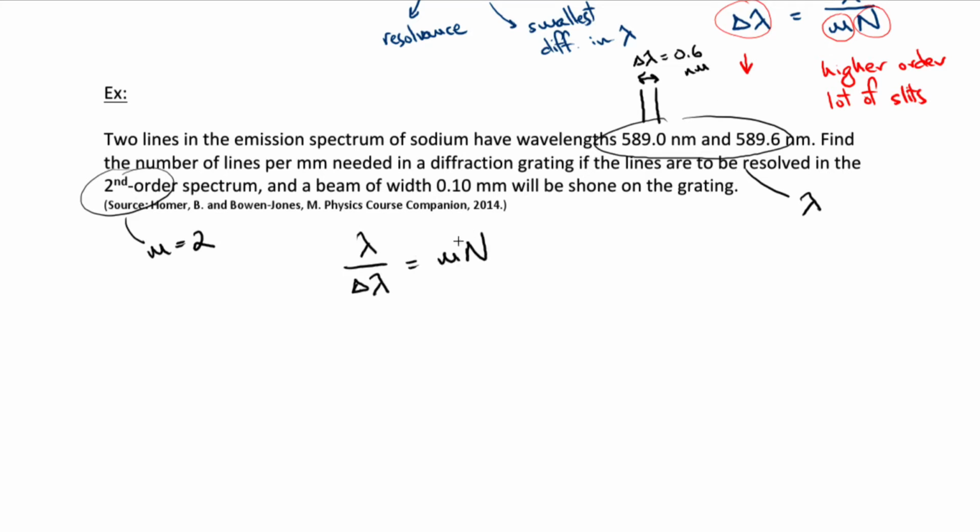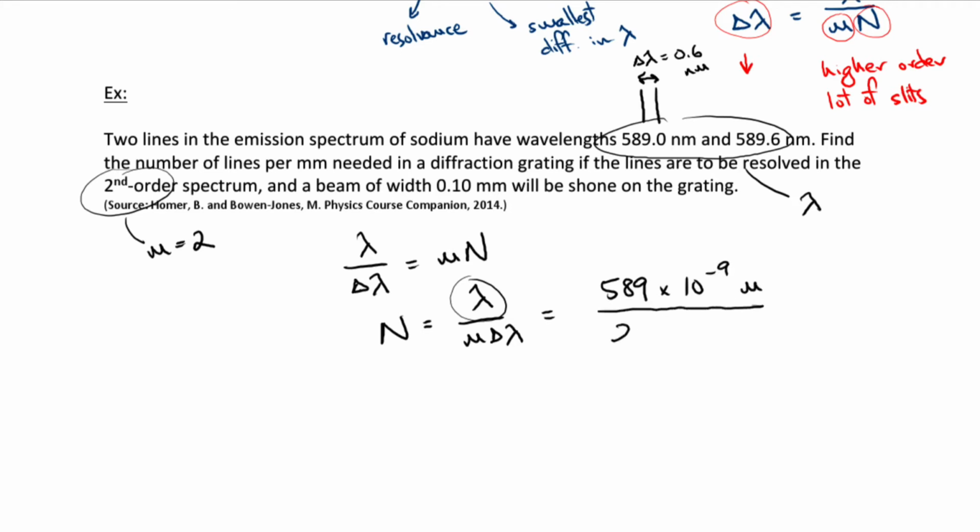then we can rearrange that to solve for N, the number of slits that we need to illuminate. And here we have a bit of a choice as to this value. We could use 589, 589.6, or the average between the two. It's actually not going to make a difference in our answer, so I'm going to use 589 times 10 to the negative 9 meters, and that's divided by, we said that we're looking at the second order spectrum, so m is equal to 2, and the difference we said was 0.6 nanometers.